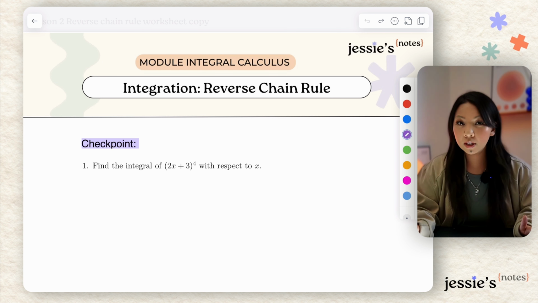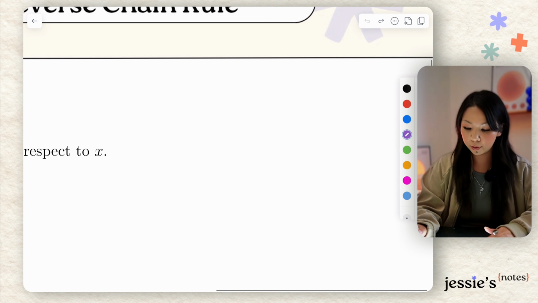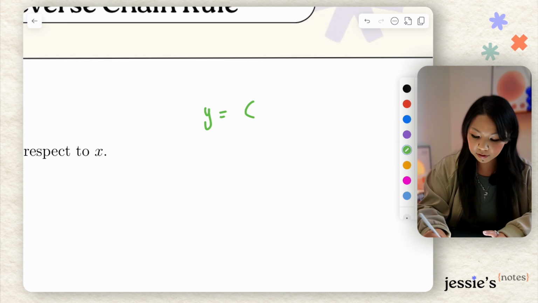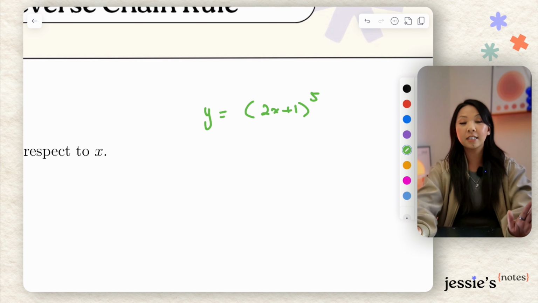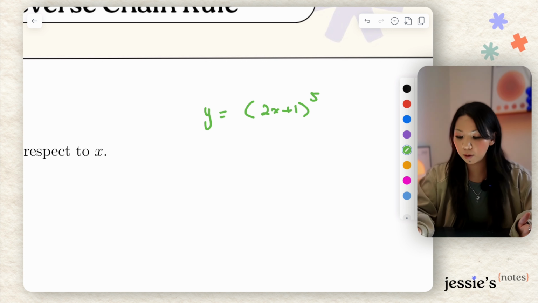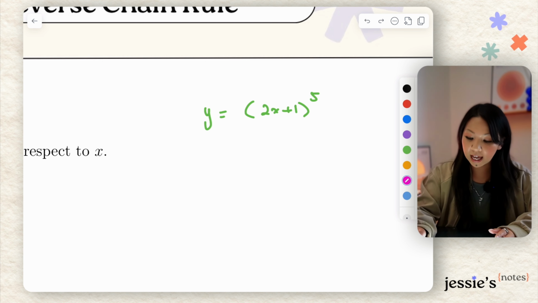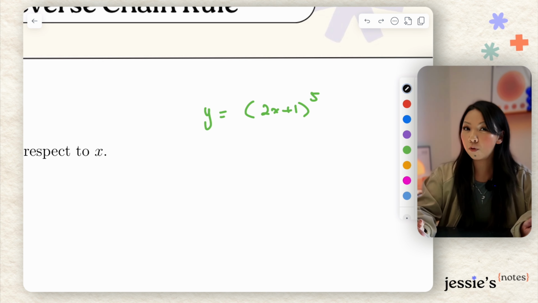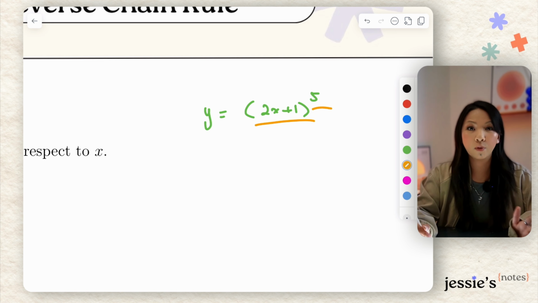I cannot explain reverse chain rule without first talking about normal chain rule. So let's say I have something like (2x + 1) to the power of 5. Now, that's the giveaway for when to use chain rule, right? Whenever you have an inner function and then you have an outer function. That's the same thing you look for when you're integrating: something that is also in this form.